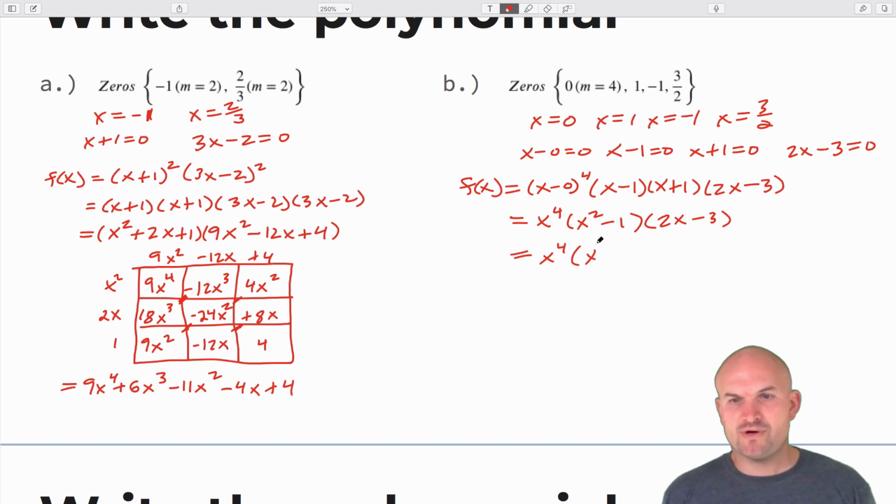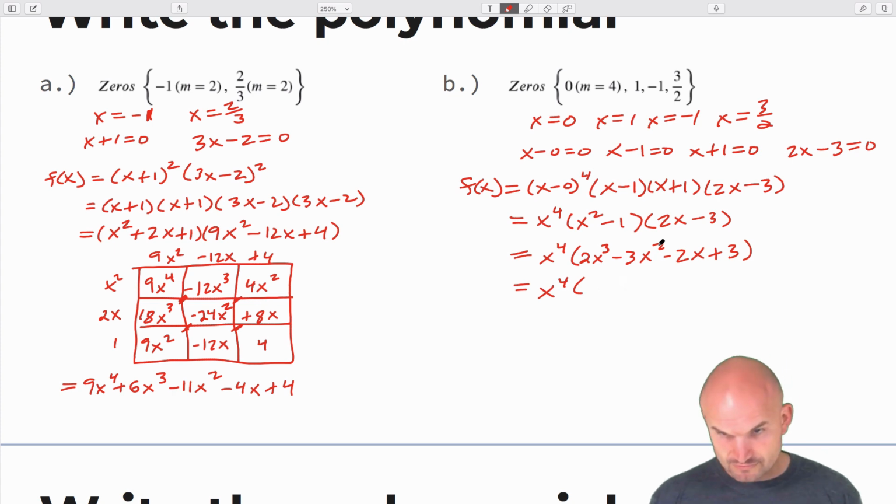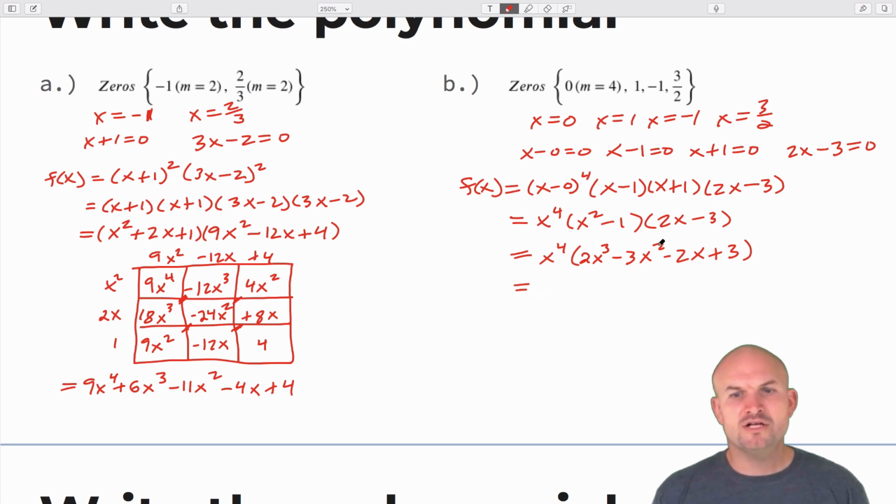Just using the distributive property, I'm going to do it in my head. I have x squared times 2x is a 2x cubed. Obviously, I make the first mistake on the first one. Good job. X squared times negative 3 is a negative 3x squared. Negative 1 times 2x is a negative 2x. Negative 1 times negative 3 is a positive 3. So let's combine like terms before I distribute that. Oh, actually, there are no like terms. So let's distribute that x to the 4th now.